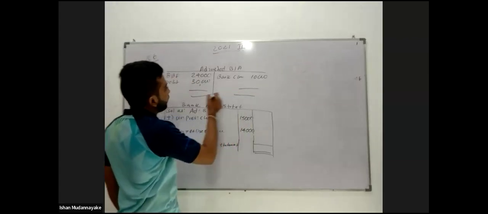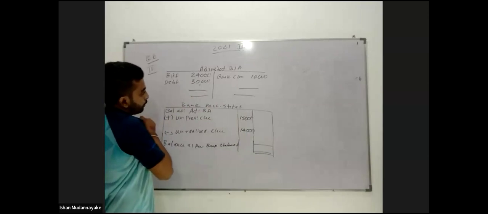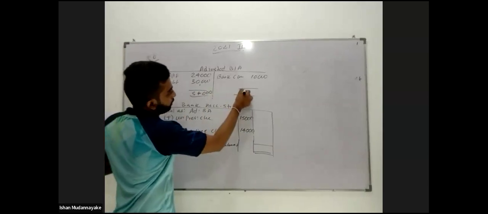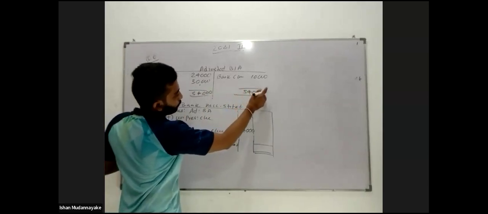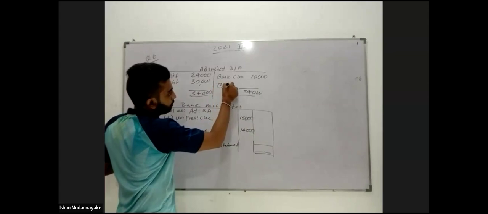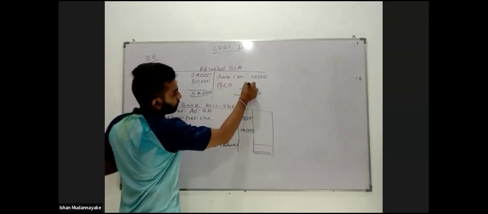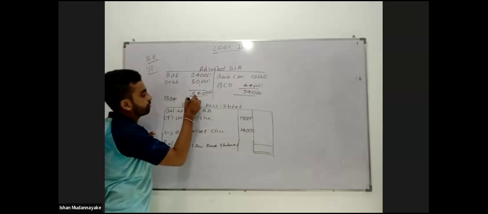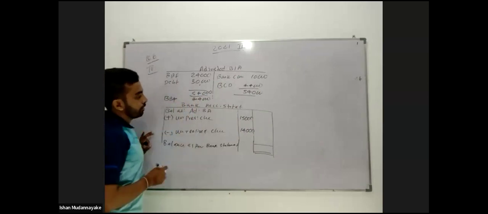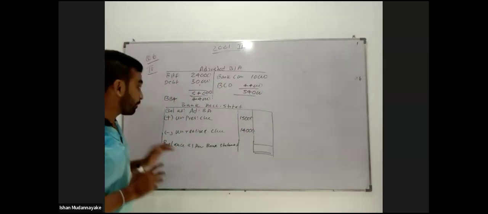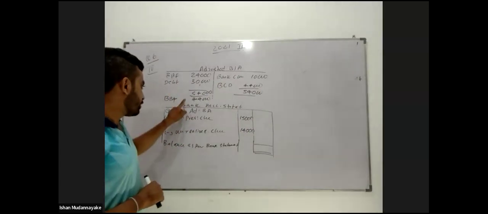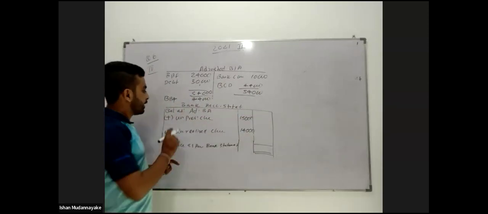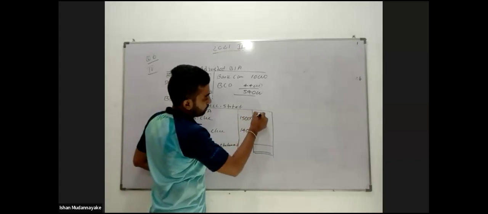How much is the closing balance of the bank account? 24,000 plus 30,000, 54,000. Then 54,000 minus 10,000, balance carried down 44,000. In the adjusted bank account, my correct balance is 44,000. Then transfer this amount to the bank reconciliation statement as the opening balance: balance as per adjusted bank account 44,000.